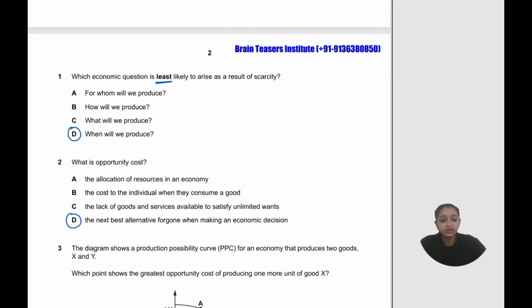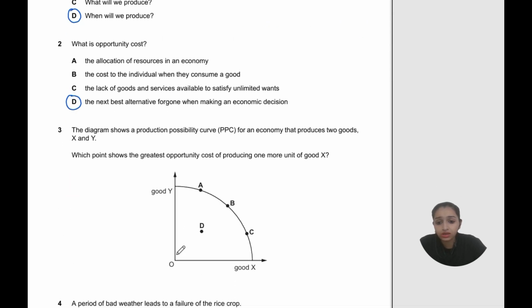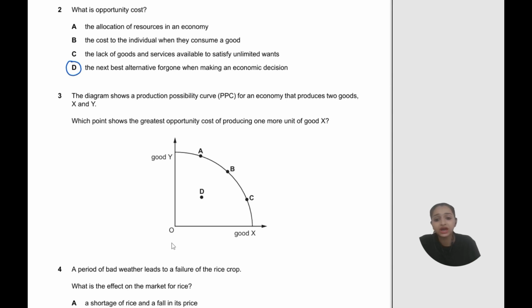Then the next question is regarding the production possibility curve. The diagram shows the production possibility curve for an economy that produces two goods, X and Y. Which point shows the greatest opportunity cost of producing one more unit of X? So they are saying if we want to produce one more unit of X, then which point is going to give us the greatest opportunity cost? Which means they're basically asking us out of these 3 points, which is going to show the highest opportunity cost when producing one more extra unit of X.